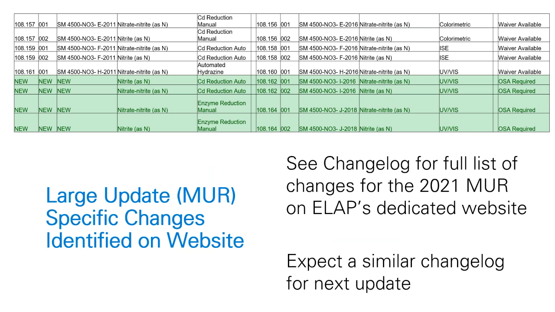And it had that list, and those were color-coded in green, and they had "new" on the side, so that it's very clear which ones were new and which ones were revised. So expect a similar change log for the next method update rule, big table. We go to the next slide.